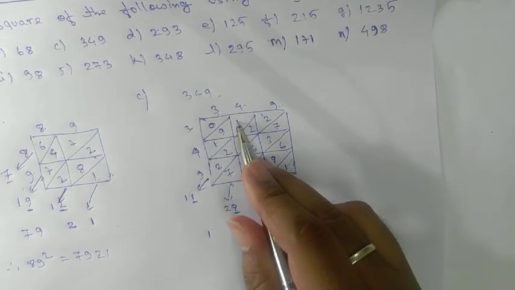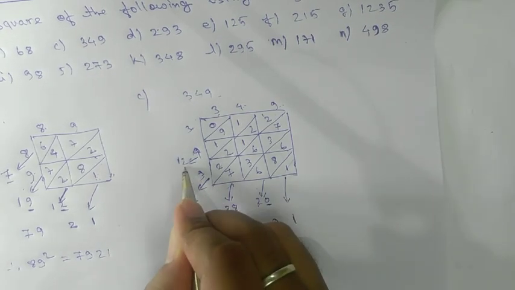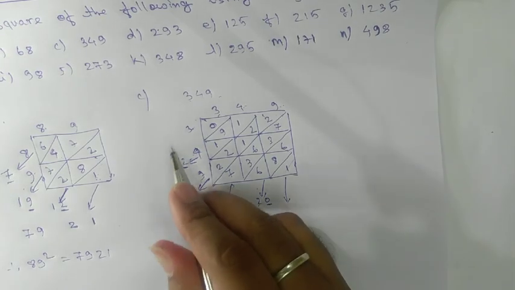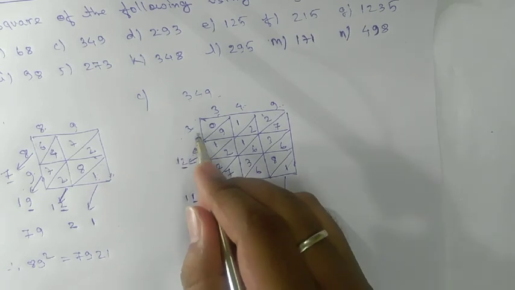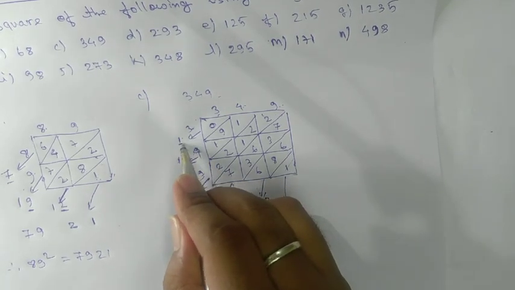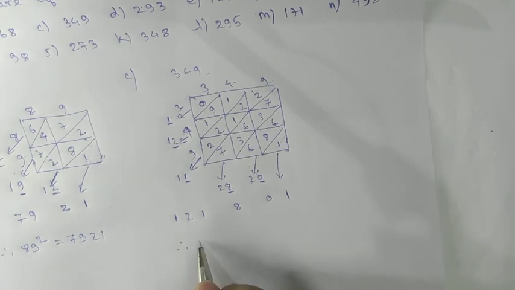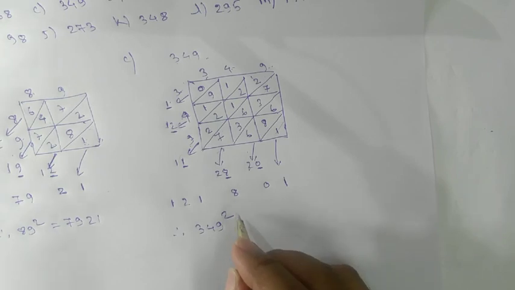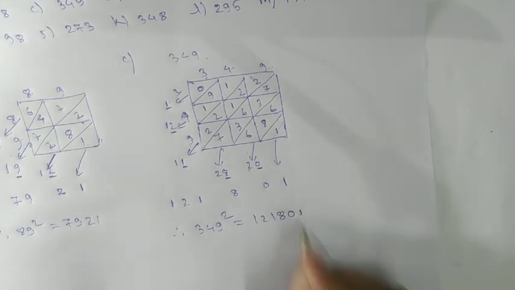10 plus 1 is 11 plus 1 is 12. Take this 2, carry 1 here. So 1 plus 0 is 1, we'll get 1. We'll take this 1 here. Therefore we have 349 square equals 121801.